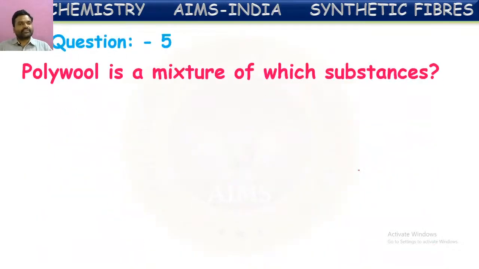Next question, poly wool is a mixture of which substances? So poly wool, as we discussed, is one of the blended fibers. What did we say? Blended fiber means the fiber which is obtained by mixing two or more fibers. So when polyester is mixed with certain natural fibers, a blended fiber is obtained. So here they have given poly wool. From which is it made? Let us see the options.